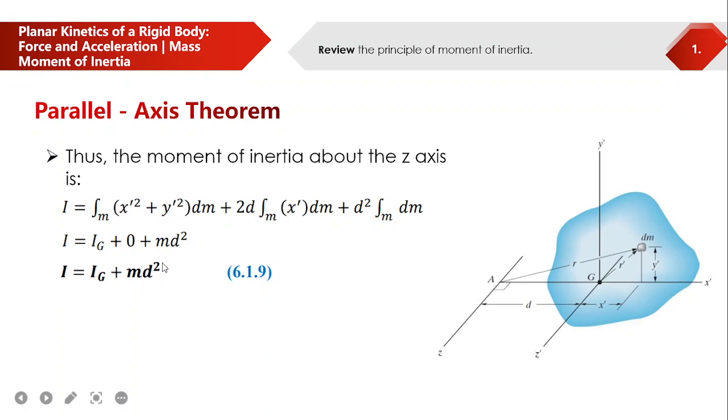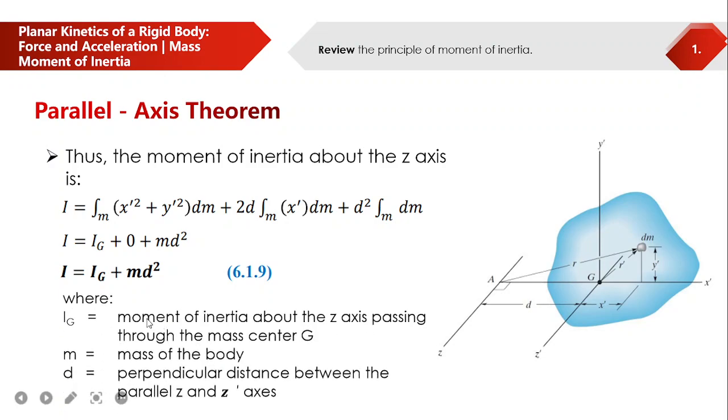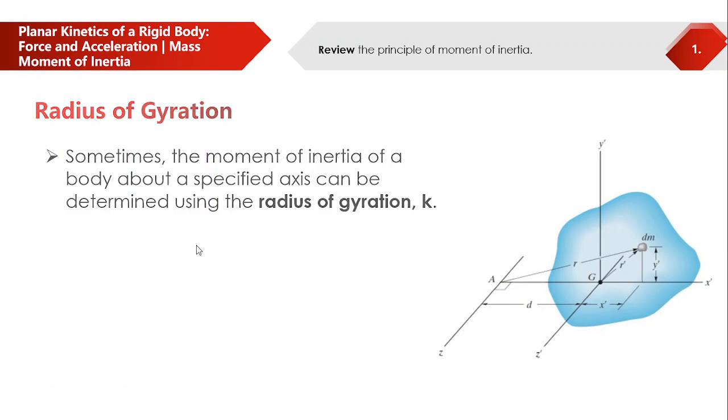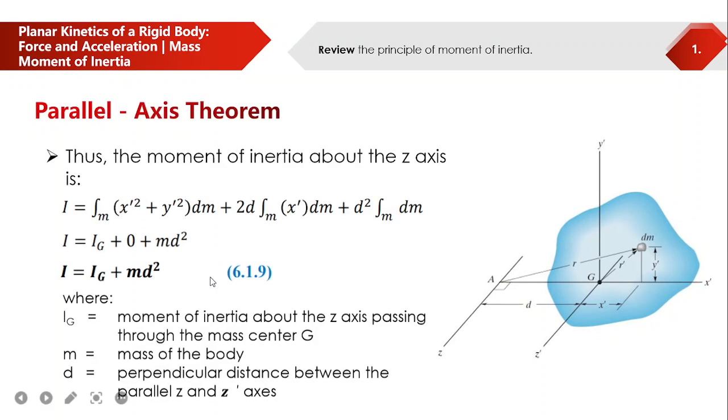Always remember this one, because it is very useful when we are going to solve for the moment of inertia of a body away from its center of mass. Where I sub g is the moment of inertia about the z-axis passing through the mass center g, m is the mass of the body, and d is the perpendicular distance between the parallel z and z prime axes. Okay? So that's how your parallel axis theorem works.